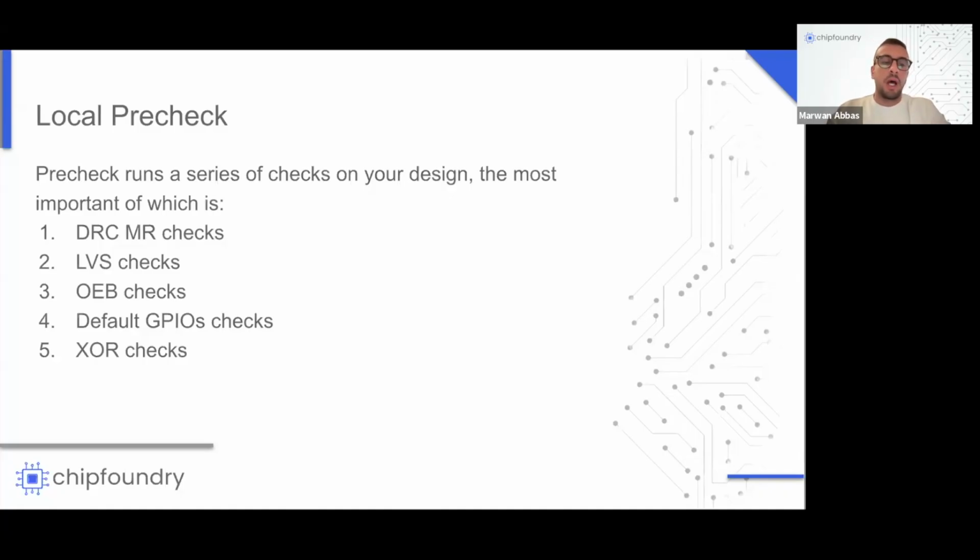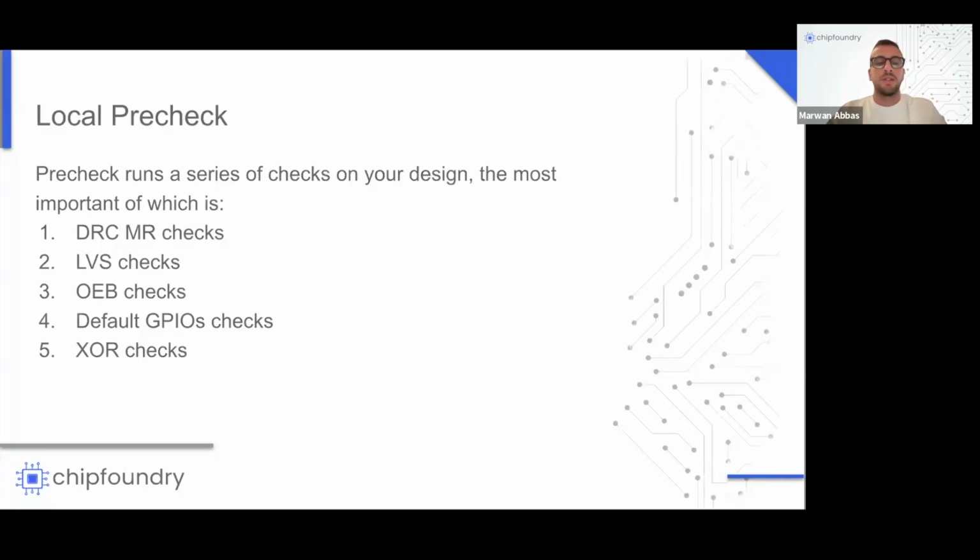And then we have the output enable bar checks, which makes sure that you hooked up the output enables correctly, so that if you're intending to use the pin as an output, it is actually enabled. And if it's an input, it's not enabled.